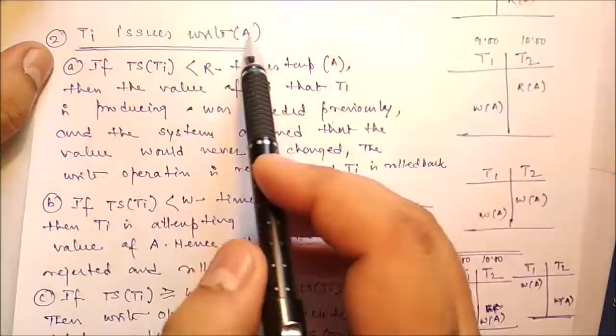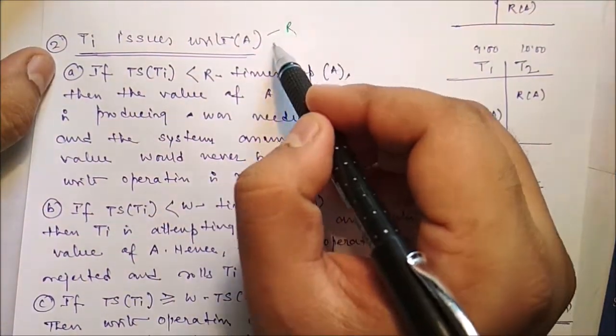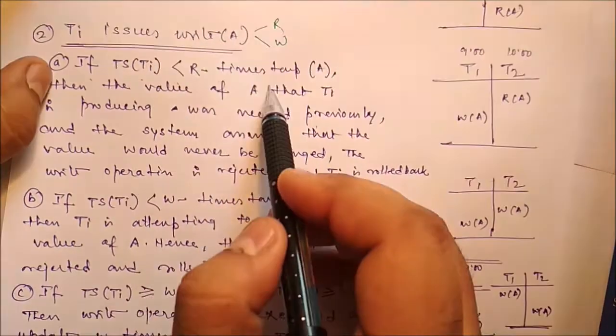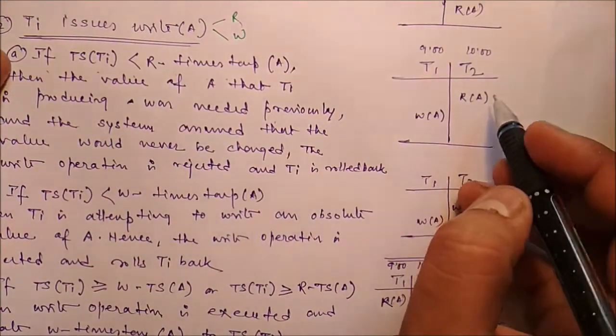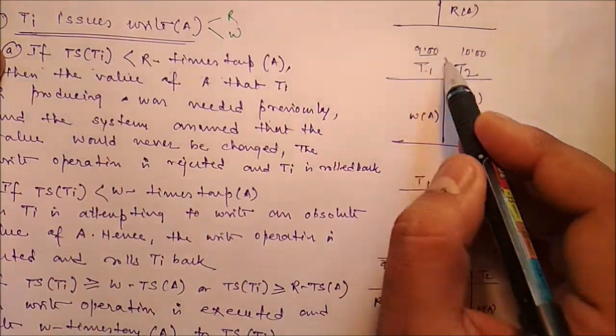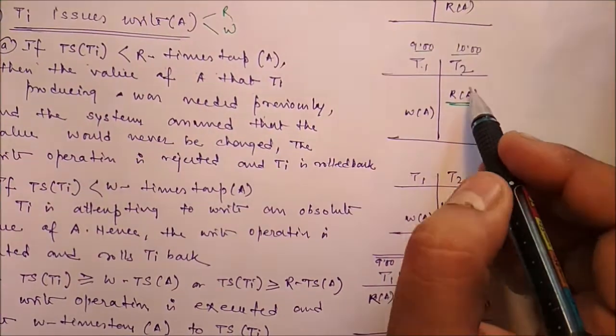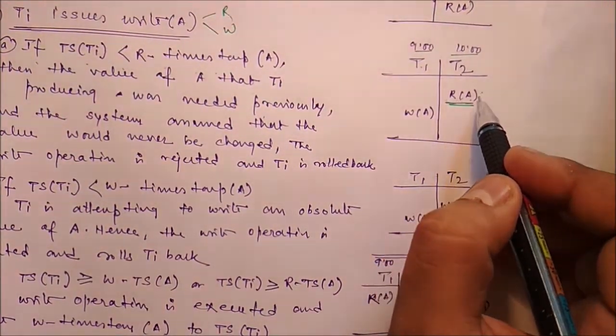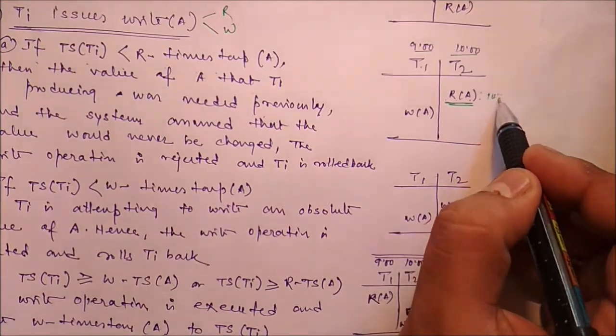So if T2 issues a write operation, definitely we have to consider both read and write. So if TS(Ti) is less than the R-timestamp, are you getting this one? Now suppose a successful read operation. Now T1's TS is 9 and TS(T2) is 10. So the successful read is somewhere here. That means the R-timestamp of variable A here should be 10.